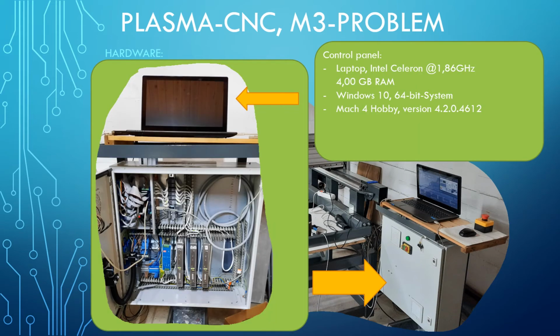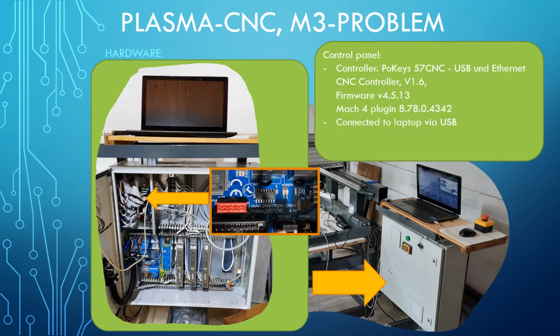This is the control panel. The Mach4 software runs on a Windows 10 laptop with an Intel Celeron CPU at 1.86 GHz and 4 gigabytes of RAM. As CNC controller, I use a PoKeys 57 CNC board in version 1.6, which is connected to the laptop via USB. You also see the versions of the firmware and the Mach4 plugin that I used during the tests.